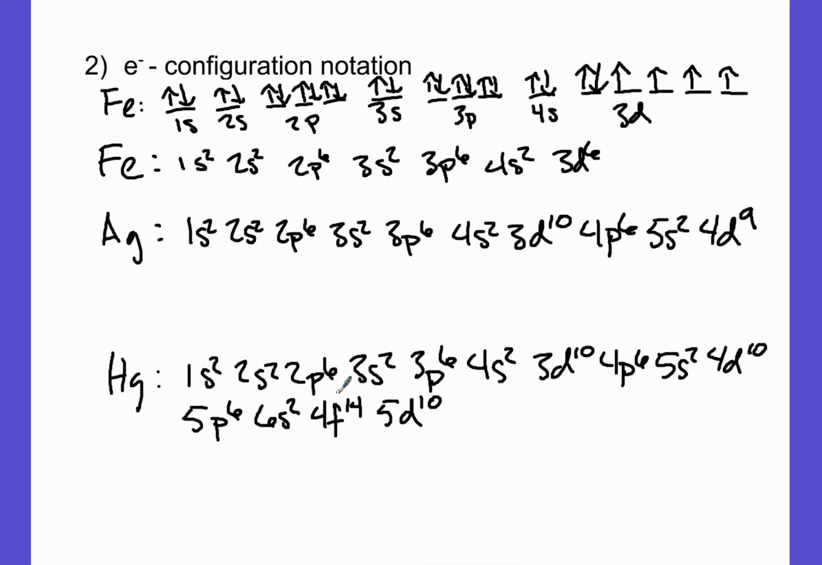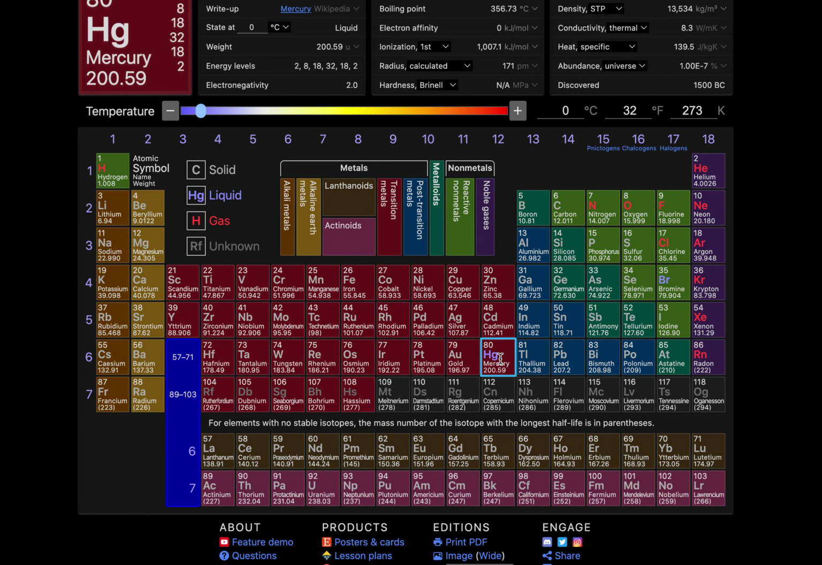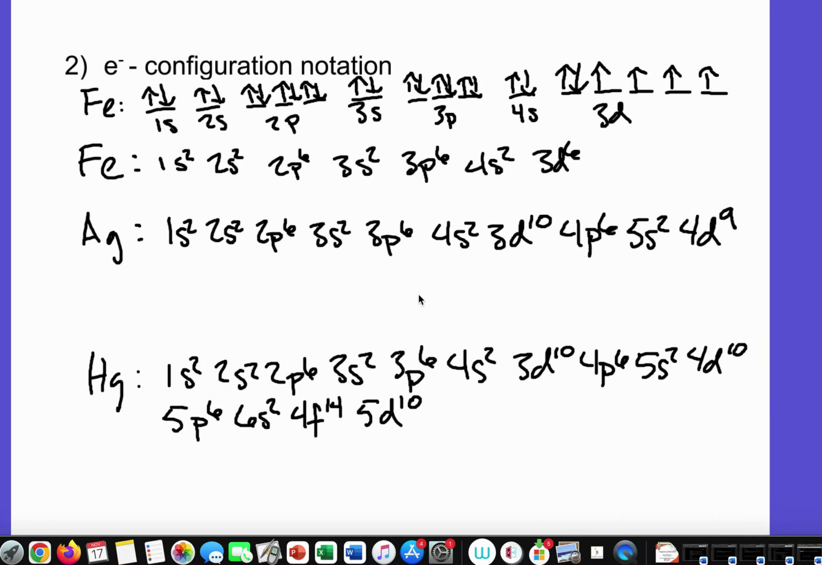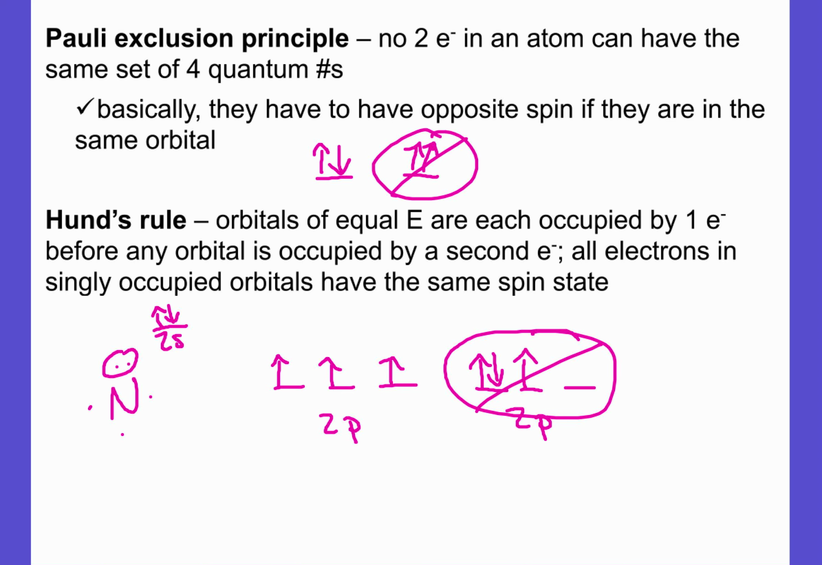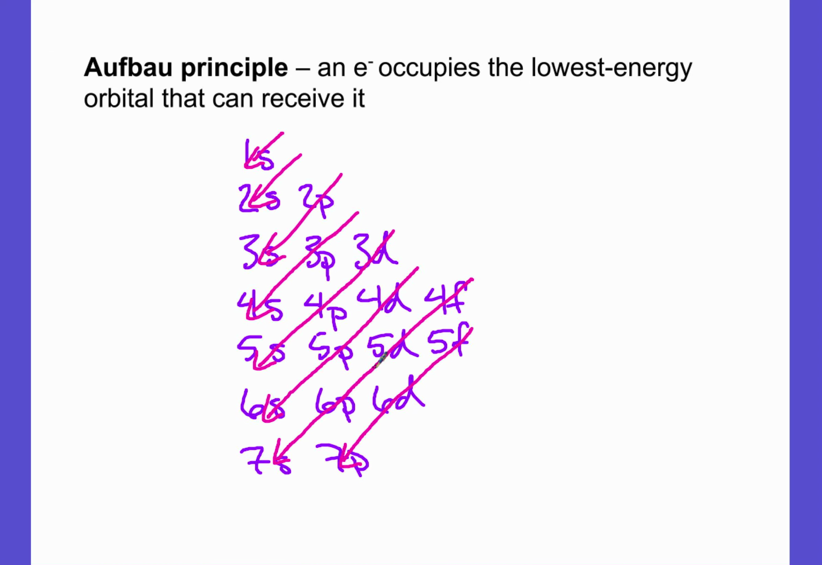But at the end of the day, you just follow Aufbau principle, right? I know where mercury is. It's in this D sublevel, and it's in the third row of that D sublevel. So I just kind of go over here. The third D sublevel is 5D. So as long as I do 1s followed by 2s, followed by 2p, 3s, 3p, 4s, 3d, 4p, 5s, 4d, 5p, 6s, 4f, 5d, I should be doing this correctly.